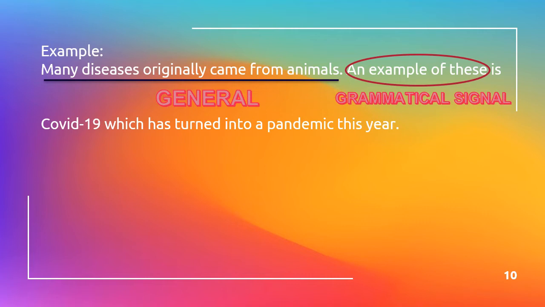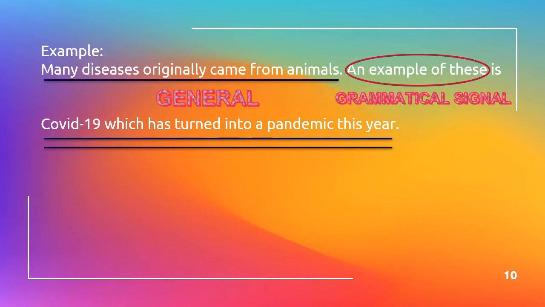of these, which is we're giving an example, so from being general, we have our example of one of the diseases that originally came from animals, which is the COVID-19. So COVID-19 is the particular example of diseases originally came from animals. So COVID-19, which has turned into a pandemic this year, is now the particular idea.